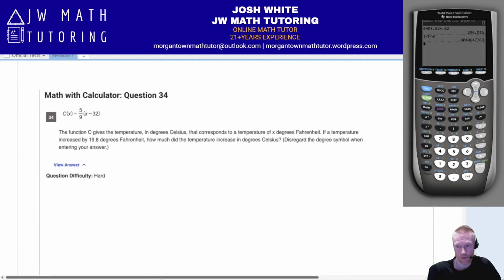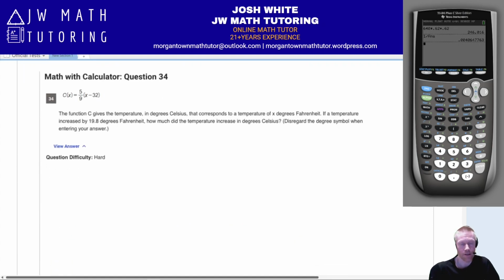Next up, 34. Here we have a question that gives you the equation to convert temperature in Fahrenheit to the corresponding temperature in Celsius. And so, okay, it tells us that the temperature increased by 19.8 degrees in Fahrenheit. How much did it increase in Celsius?